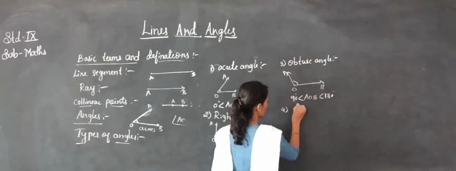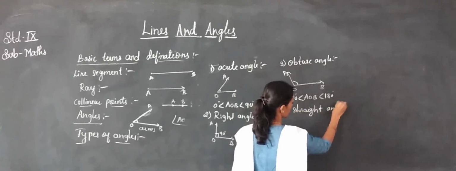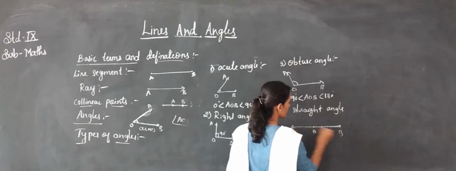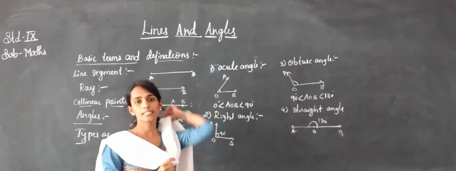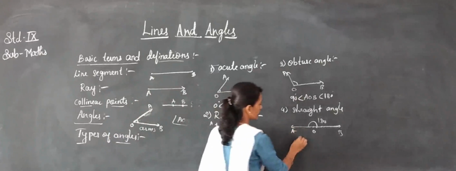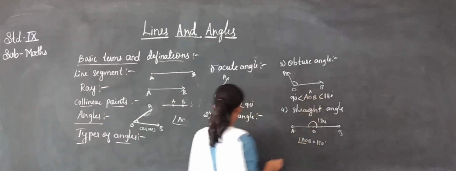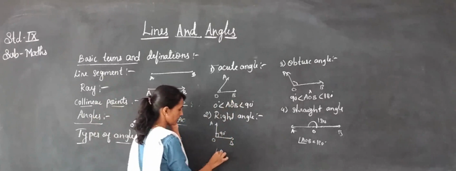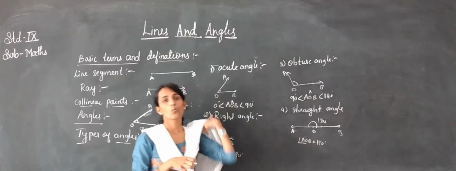So the next one will become a straight angle. The fourth one will become the straight angle. So what is the straight angle? The angle which measures exactly 180 degrees. Just as the right angle measures exactly 90 degrees, the angle which measures exactly 180 degrees, that angle we call the straight angle here. Angle AOB is equal to 180 degrees here. Here also angle AOB. Yes or no? So here angle AOB is equal to 90 degrees, like that here angle AOB is equal to 180 degrees.